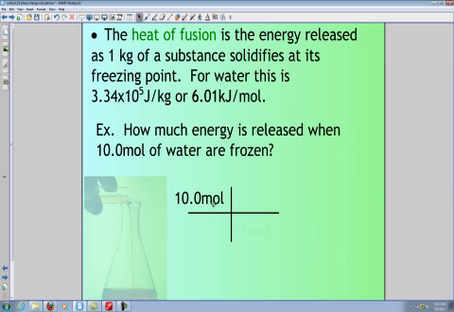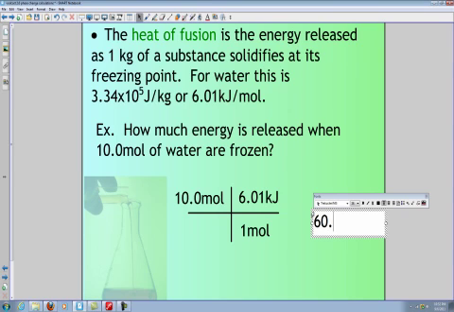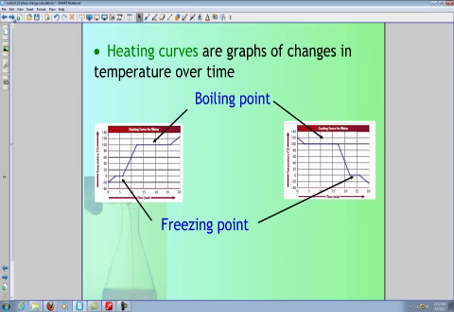So for the math for this one, take our given, 10 moles. And then I'm going to take my 6.01 kilojoules. On the bottom is going to go the 1 mole, so that cancels. That comes from here. And then if we multiply that out, you're going to get 10 times 6.01, so you're going to get basically 60.1 kilojoules. So pretty straightforward calculations there. And we use that at every phase boundary. That's the calculation. It's a conversion factor.